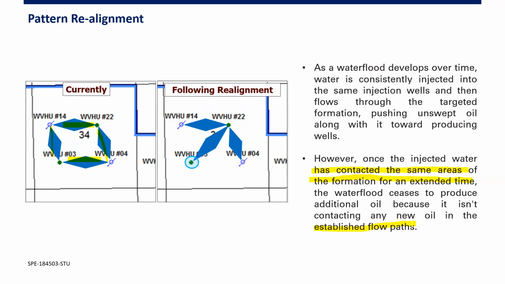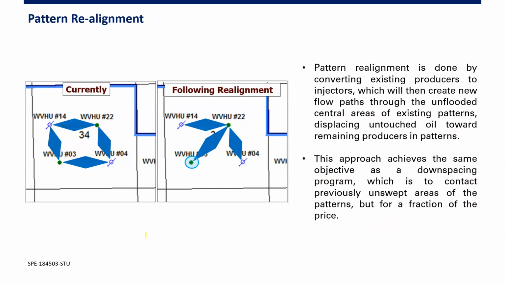No, because it's easiest for the water to flow through the same established flow path, because now we have a high water saturation flow path that will give high relative permeability to water. So the water will only prefer to flow through the established flow path that already has high water saturation and high relative permeability to water. So the water will not contact any new unswept oil. Okay, and that's the problem that we want to solve by pattern realignment.